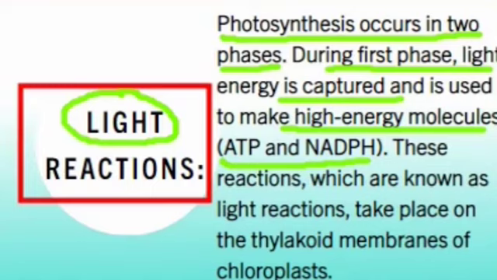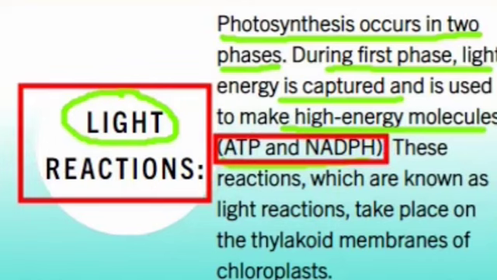The full form of ATP is adenosine triphosphate, and it is the major energy currency of the cell. Cells can utilize and store energy in the form of ATP. Number two, NADPH. NADPH is also a coenzyme that takes hydrogen or electrons with it and forms nicotinamide adenine dinucleotide phosphate and a hydrogen with it. These reactions, which are known as light reactions, take place on the thylakoid membranes of the chloroplast.